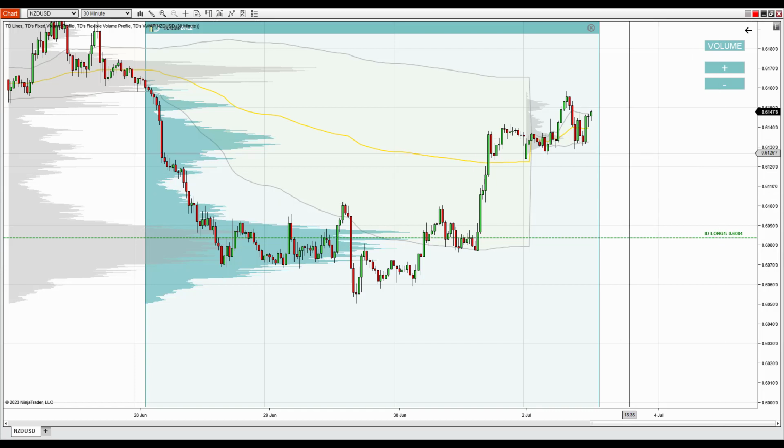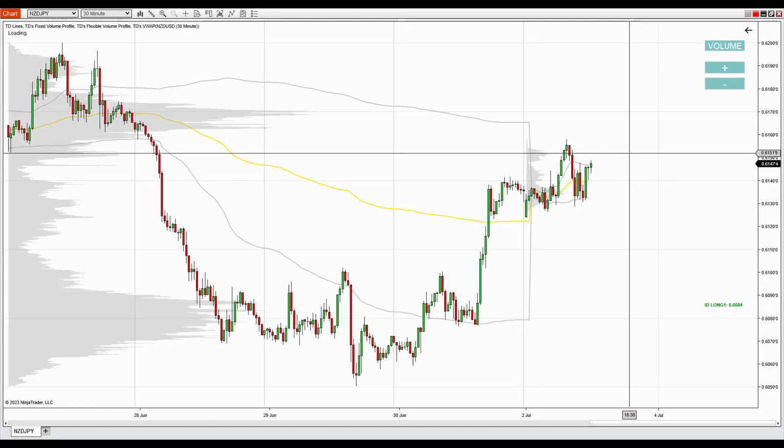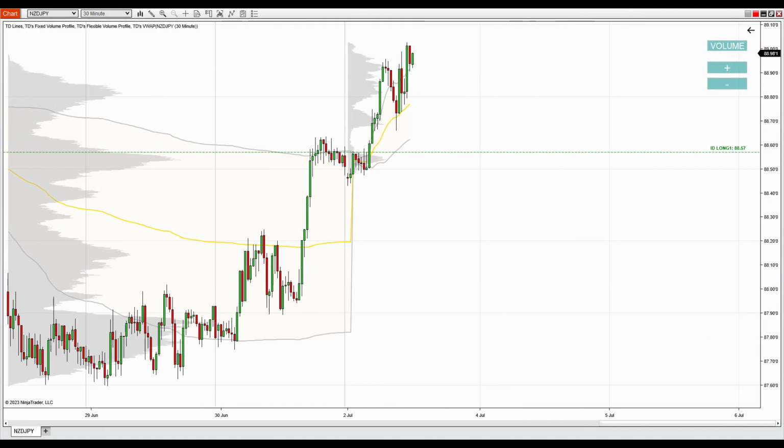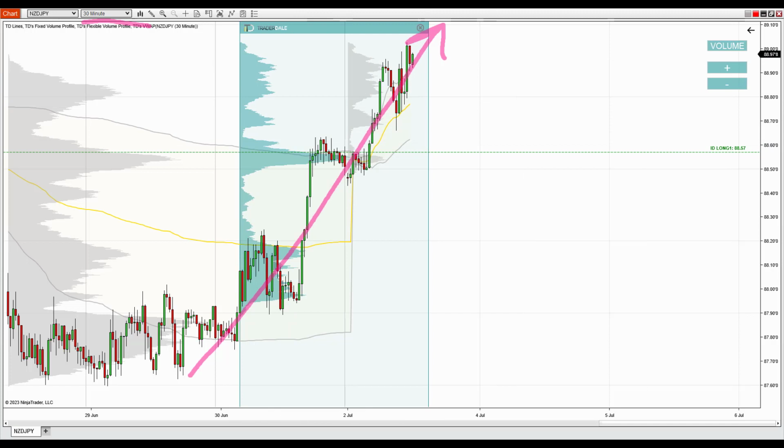Now let me switch over to the next trading idea. The next one will be on the New Zealand dollar Japanese yen. So this is the 30-minute time frame of the New Zealand dollar Japanese yen, and in here I'll be trading the trend setup. The trend setup is when there's a trend and you use the flexible volume profile indicator to look into the trend and into the volume distribution within that trend.